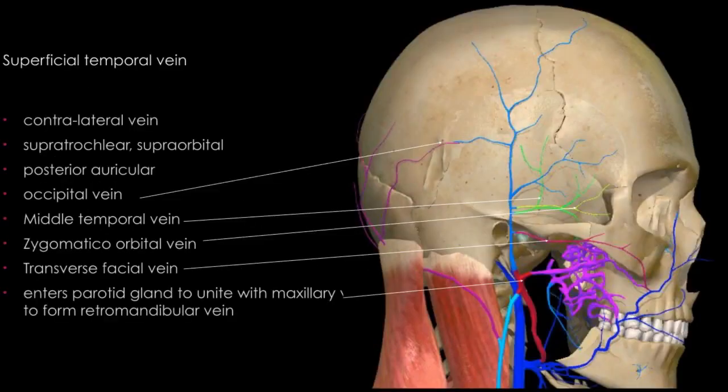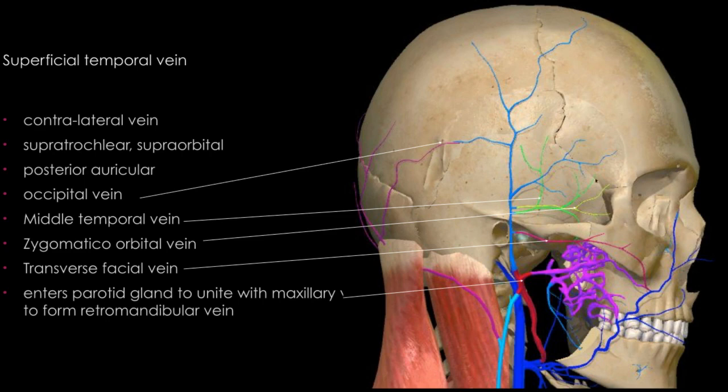Coming to the next vein, the superficial temporal vein. It drains the temporal region of the skull as well as the scalp. As you can see here, this is the superficial temporal vein. In this region it communicates with the contralateral vein on the other side. It also receives blood from the supratrochlear vein, which will be somewhere here, and from the supraorbital veins, which will be in the area here.